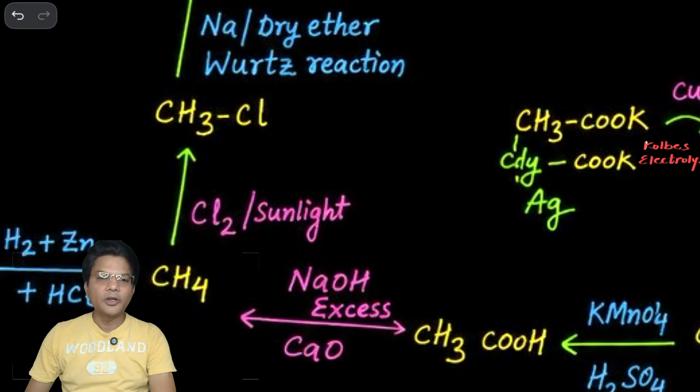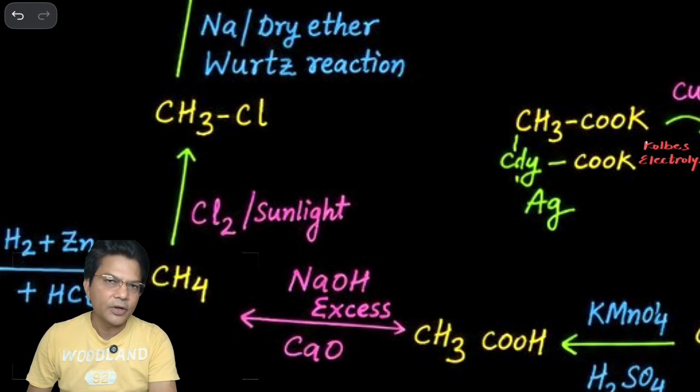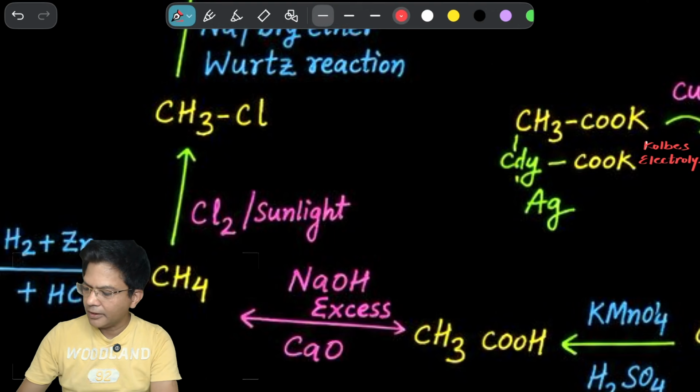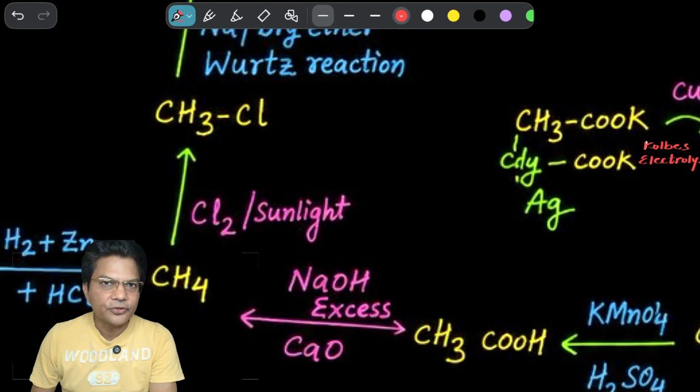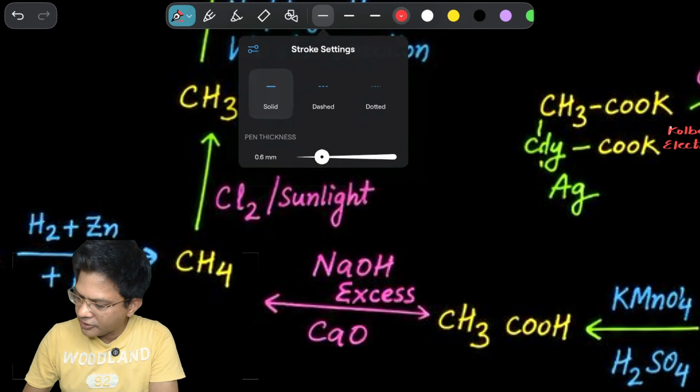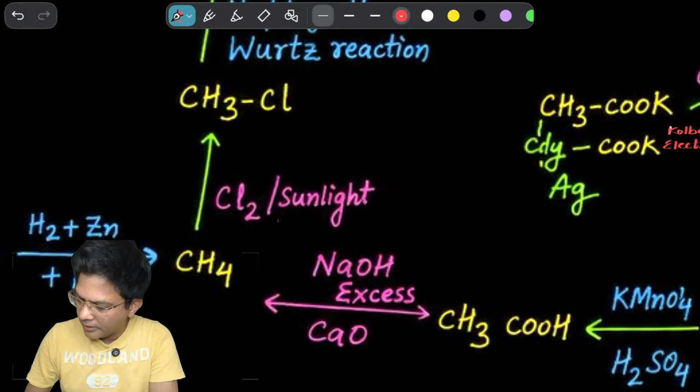How will you convert methane to methyl chloride? Can you see? Methane to methyl chloride. So you have to do chlorination in sunlight. Now, my dear students, let me tell you one more thing, that either you can do the reaction of Cl2 with sunlight. This is known as a photochemical reaction. Photochemically, we are doing this reaction.